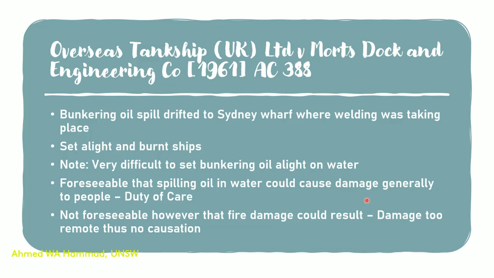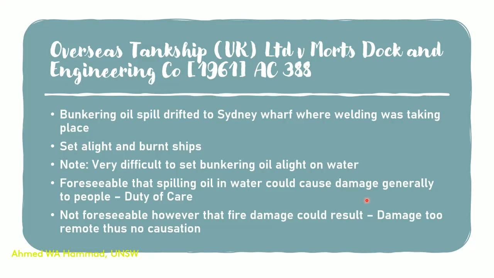There was a bunkering oil spill that drifted from Sydney Wharf, where welding was taking place. The oil spill was then set alight, and the ships that were at the wharf, some of them were burnt. There's an important point that I have to stress over here. Bunkering oil that's on water is really difficult to set alight. So when the case was brought forward to the court, the court had to ask, was it foreseeable that the spilling of the oil in the water would cause damage?